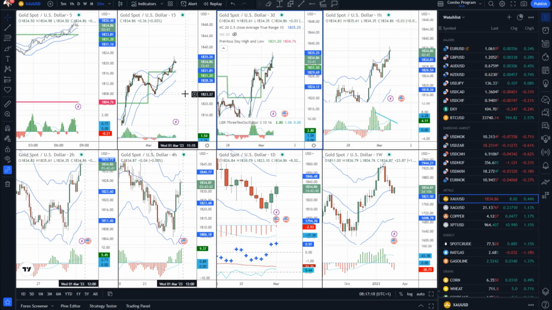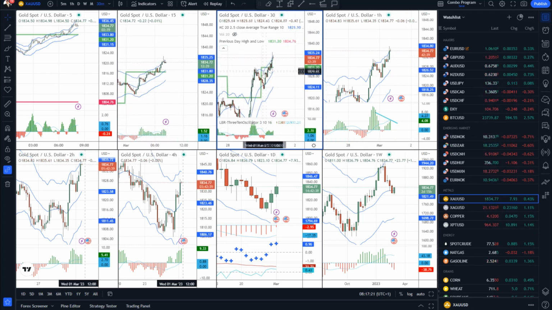We need to see the market start with a sell-off or start to show some signs of weakness. There is also strong resistance around 1845 if the market will decide to go higher and keep with the upside momentum.